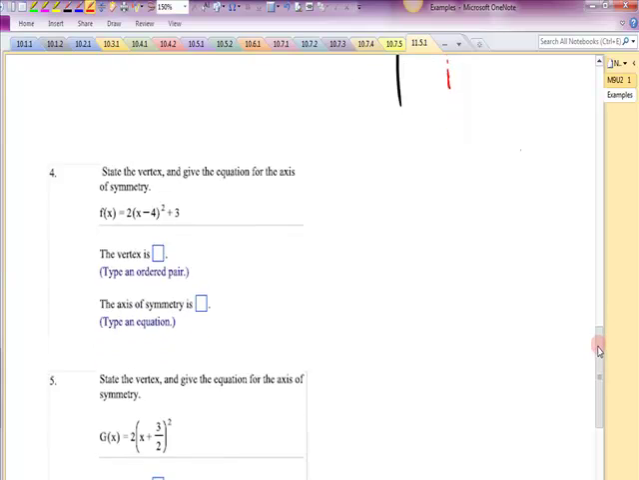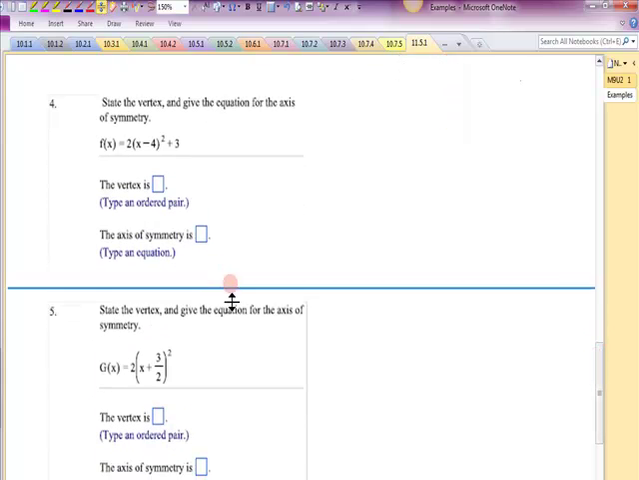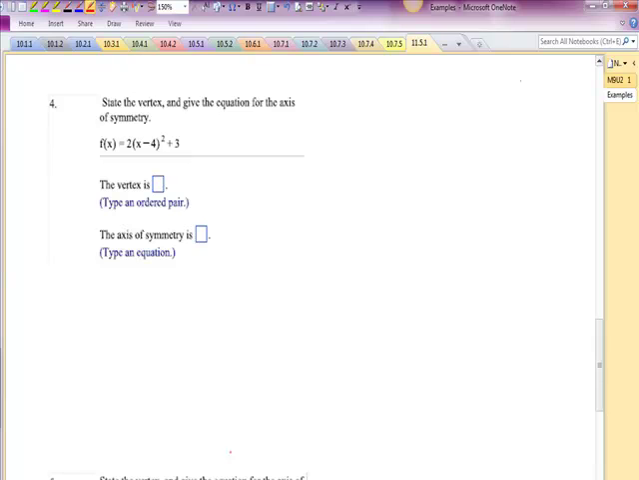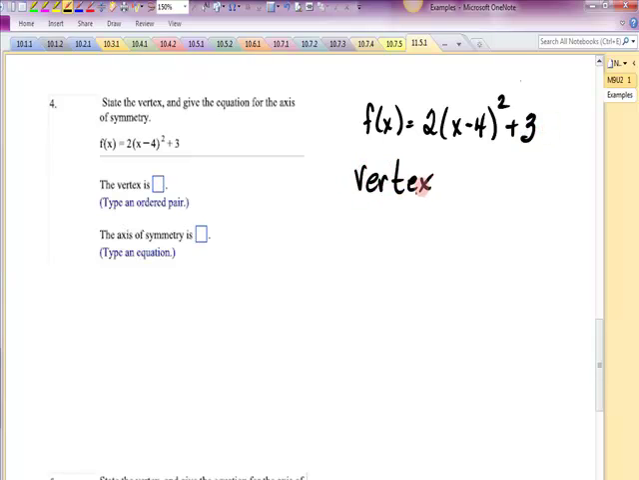Okay, let's look at number 4. You're not asked these questions to do the graph. It's a little bit tedious to do it in MyMathLab, so I just deleted questions that had you graph. So we have f of x is equal to 2 parentheses x minus 4 squared plus 3. What's the vertex, which is the maximum or the minimum? It is opposite of this number, so it's 4. Keep that number, 3. The axis of symmetry is x equals 4.